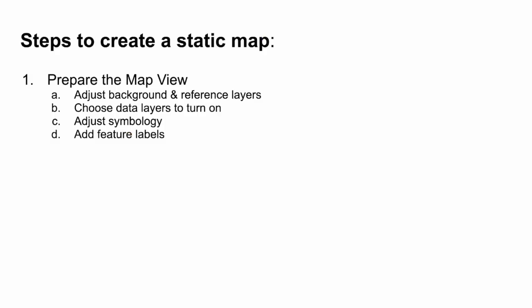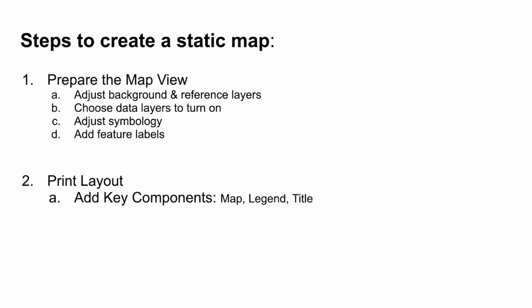We've finished preparing the map view by adjusting the background, choosing the data layers we want to display, and adjusting the symbology and adding feature labels. Now it's time to create a print layout. And we'll talk about how to add key components to that layout, including the map, a legend, and a title.